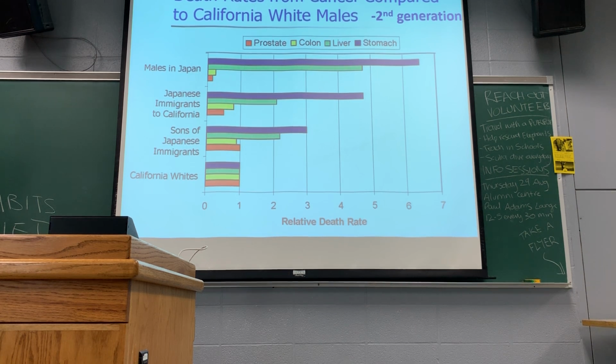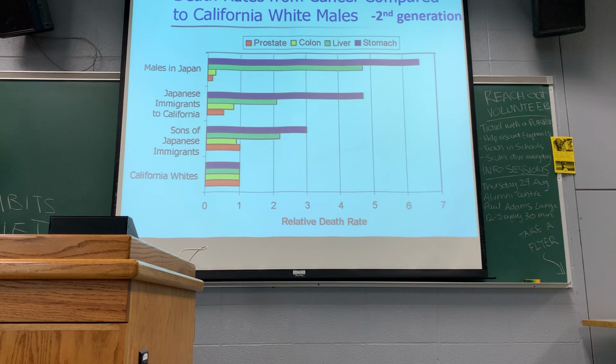But let's look at stomach cancer first, because that's this big obvious blue line. Again, this is relative death rate. High relative death rate if you're living in Japan. For the immigrants to California, that decreased, and for the sons of those immigrants, it was even less, coming down, maybe approaching that of the white people living in California that they compared this to. Similar kind of trends for liver.